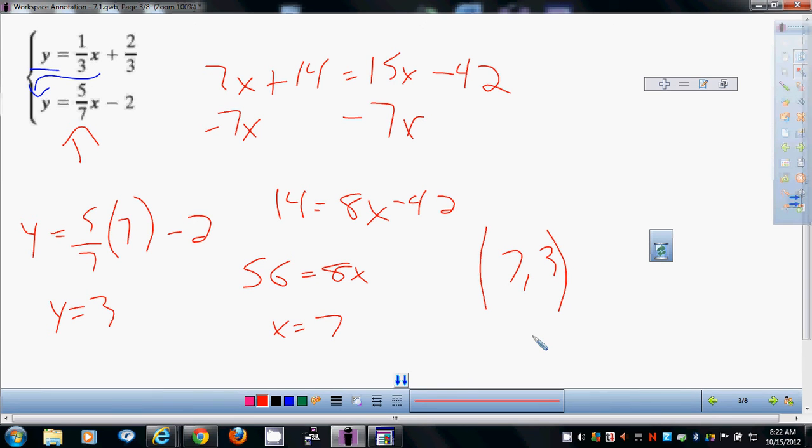If you run into fractions, knock them all out at once by multiplying by your common denominator. Questions on that guy?